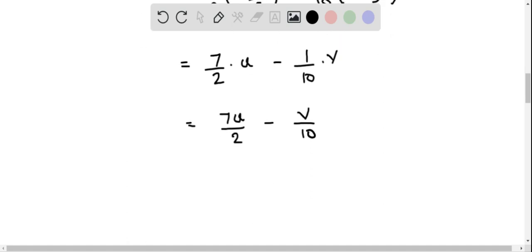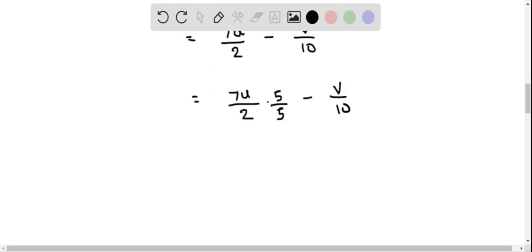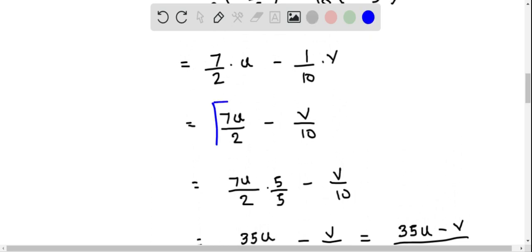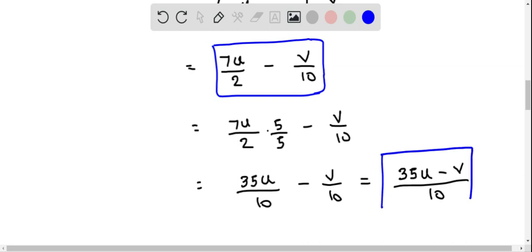Let's take the common denominator. The common denominator is 10, which means we have to multiply and divide the first fraction by 5. So 7u over 2 times 5 over 5, minus v over 10. So we get the first fraction as 7u times 5, which is 35u over 10, minus v over 10. Now we have a common denominator, so we can combine these two fractions. In fact, we have a subtraction. So this can be written as 35u minus v over 10. So this is the answer for this question. In fact, we could also consider the expression a few steps before the final result as the answer, or if we combine the fractions, we get this expression. So these are the answers for the question.